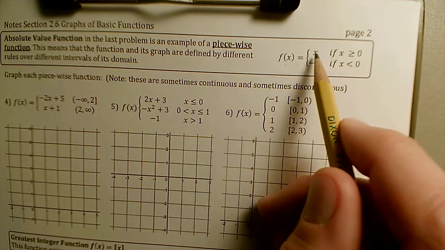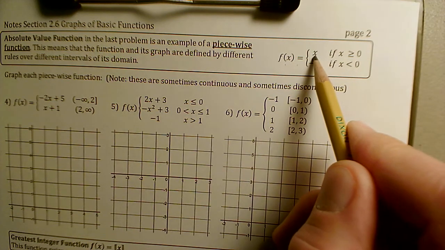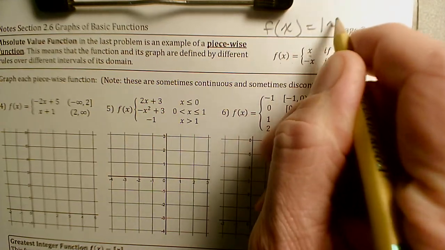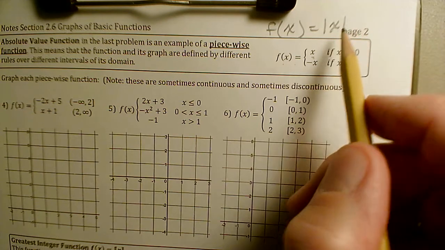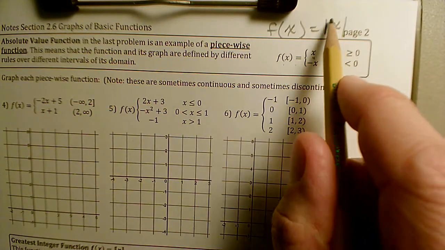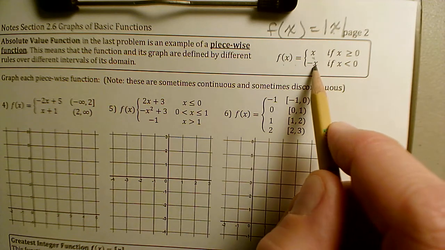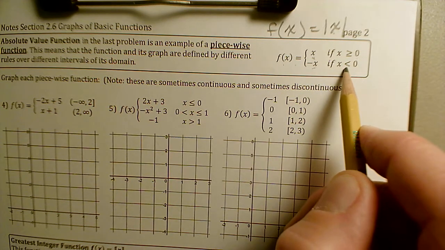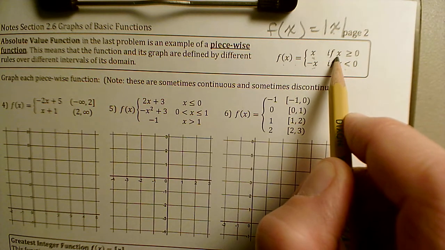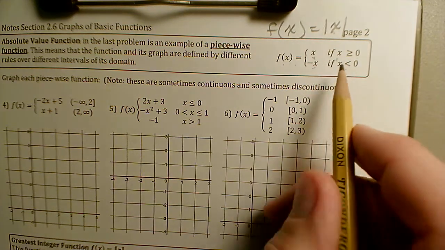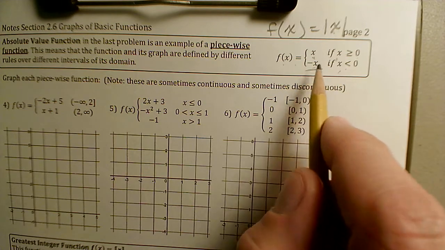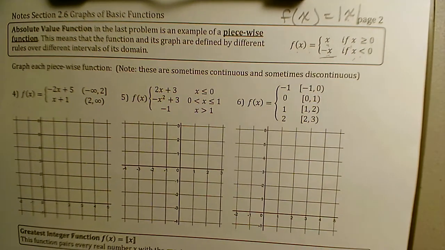So f of x is just equal to x, right? So if I say f of x equals the absolute value of x, this is equal to just the x value when x is positive. It's equal to the negative of it when the x value is less than 0, when it's negative. So when x is positive, the absolute value is just x. And when x is negative, the absolute value is the opposite of that. So that's kind of like the beginning idea of a piecewise function.